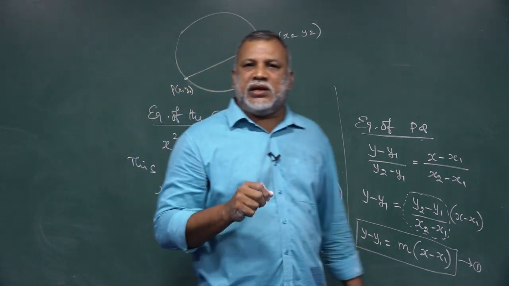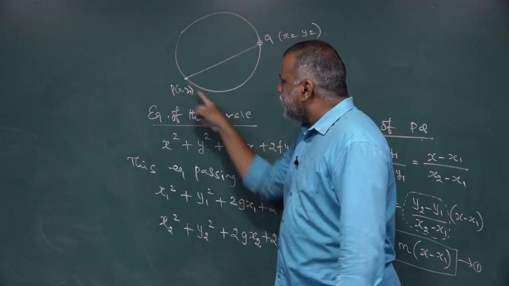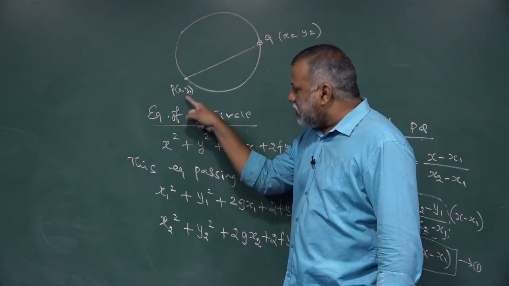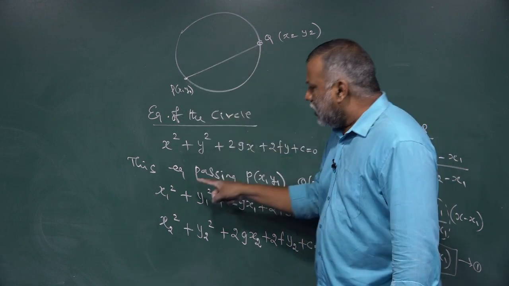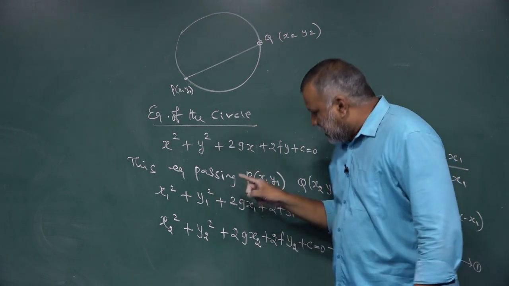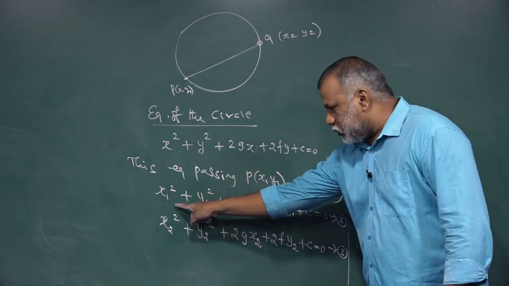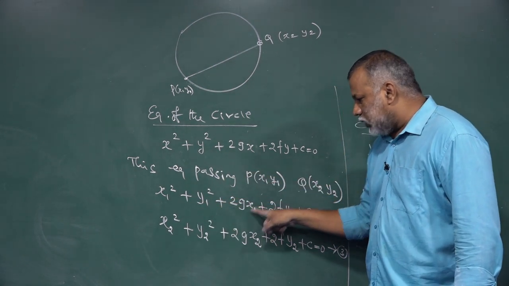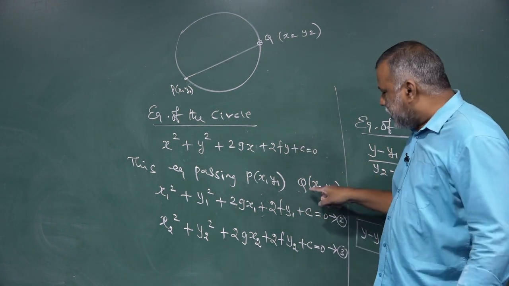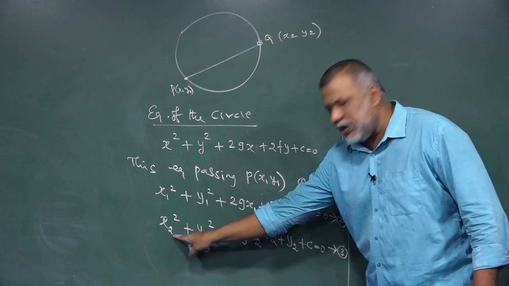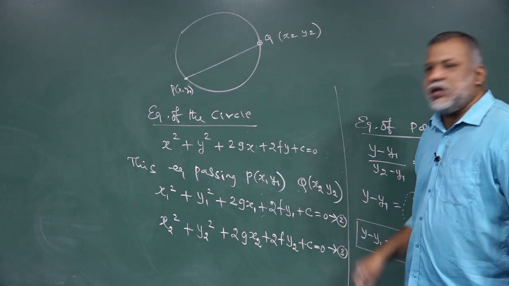See, the general equation of the circle is x squared plus y squared plus 2gx plus 2fy plus c equal to 0. This is the diagram. This circle passes through x1, y1 as well as x2, y2. Therefore, instead of the variable x, y, I am substituting the point: x1 squared, y1 squared, 2gx1, 2fy1 plus c equal to 0. Again, I am replacing with the other one: x2 squared, y2 squared, 2gx2, 2fy2 plus c equal to 0.